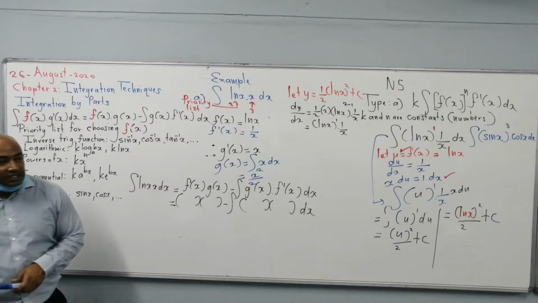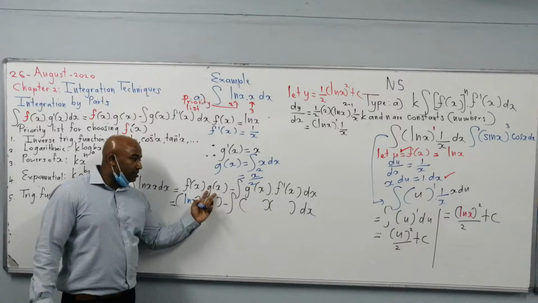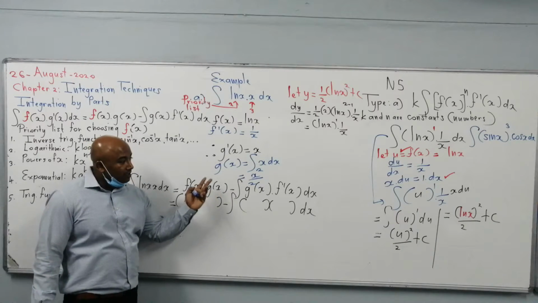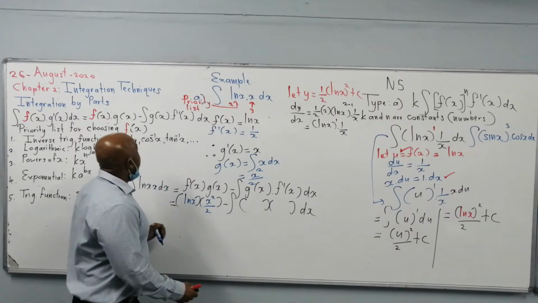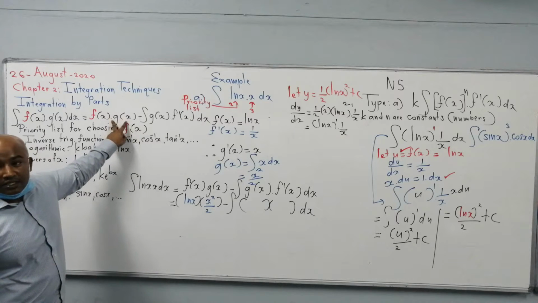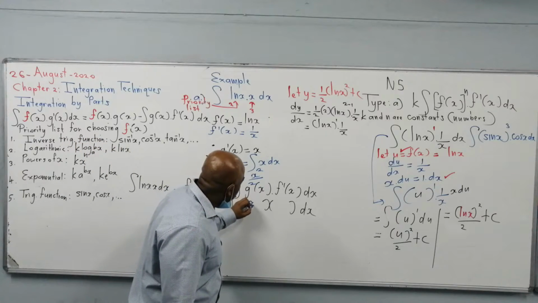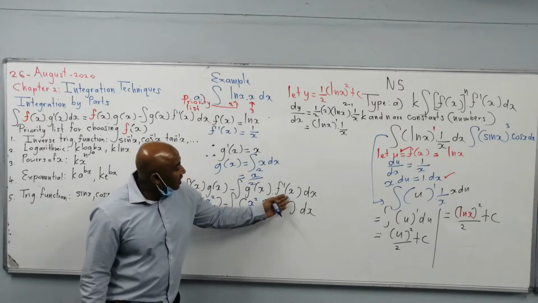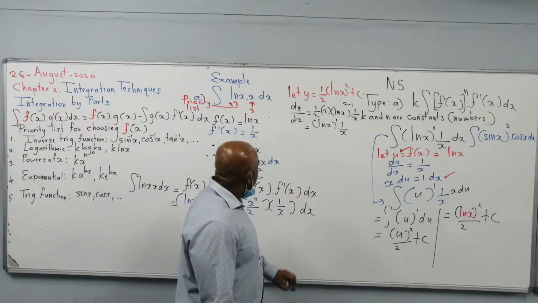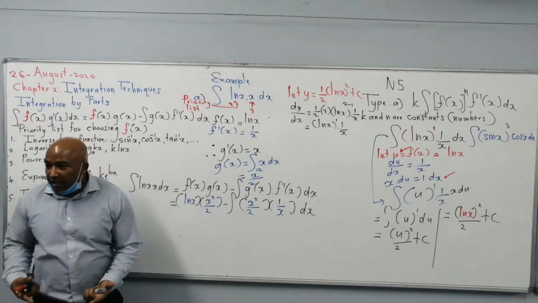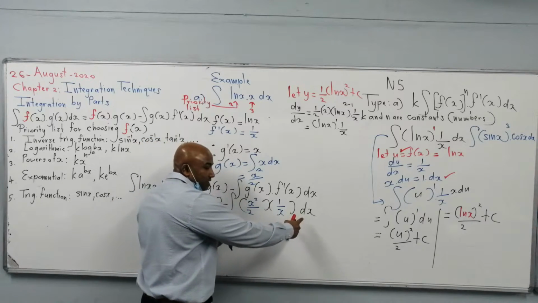So what is my f of x now? My f of x is ln x. And be careful, don't go and substitute g prime x. This is g of x. What is g of x that we worked out? x squared over 2. Remember, g of x is repeated. It appears twice in the same formula. You can see that. So that's going to be x squared over 2. And then f prime x we worked out, which is 1 over x.